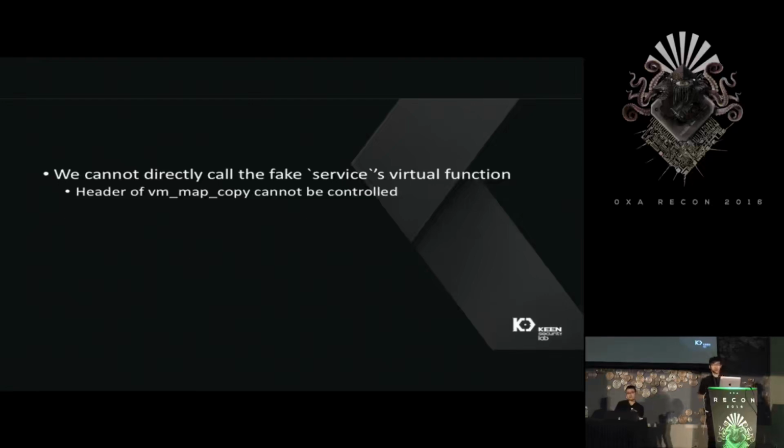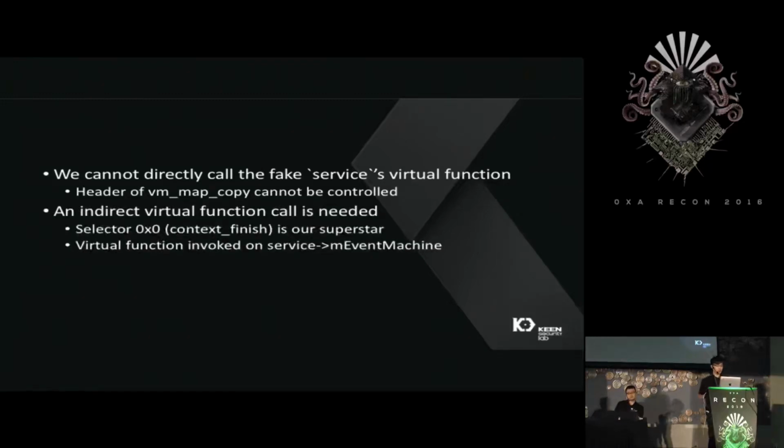But another problem arises that we cannot directly call the fake service, the fake Intel accelerator's virtual function, because we know that the head of VM map copy is something we cannot control. It is determined by the VM map copy type itself, and we cannot use the head of it as a valid address to locate some virtual function calls. So we need an indirect virtual function call, and the selector 0, the context finish function, is our superstar because it contains the indirect virtual function call in the service, pointing to the event machine, and it will cause context finish.